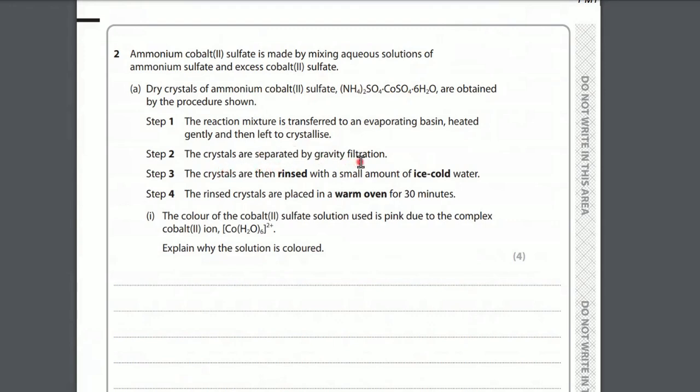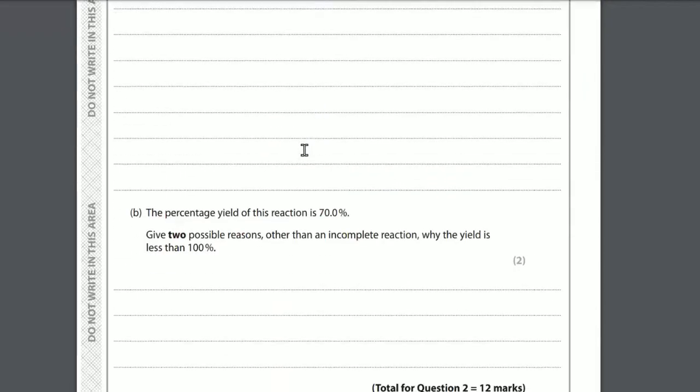The crystals were separated by gravity filtration and rinsed. In the filtration process, some of the crystals may be stuck on the filter. So when you rinse the crystals with ice cold water, some are left behind in the filter paper. Crystals are then rinsed with a small amount of ice cold water, and then placed in a warm oven. Some of the water of crystallization, the dot 6H2O, may actually evaporate. And that means that your mass will be less than expected. Therefore, when you calculate your percentage yield, it's going to be lower than expected. So those are our reasons. Let's go down and type them up.